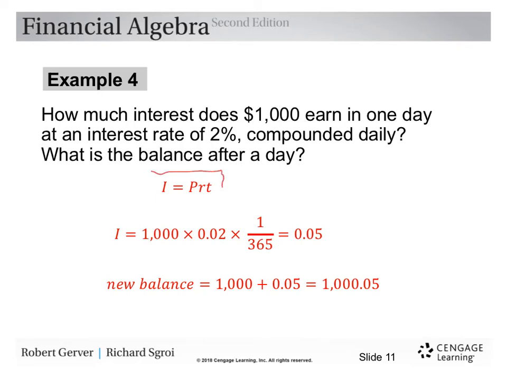Again, we're going to use our same exact formula, I equals PRT. Principal still 1,000. Interest rate is still 0.02. Now the time is 1 day, so it's 1 over 365. And if we multiply that out in 1 day, you earn 5 cents interest. So the balance after 1 day becomes $1,000.05. It's not a lot of money, but you're learning that every single day.